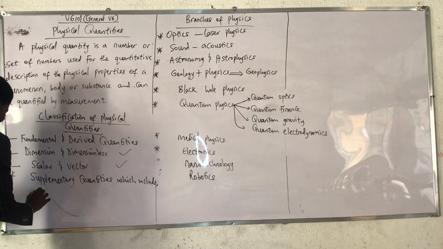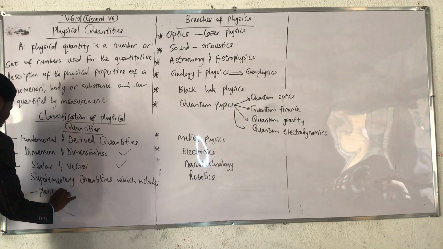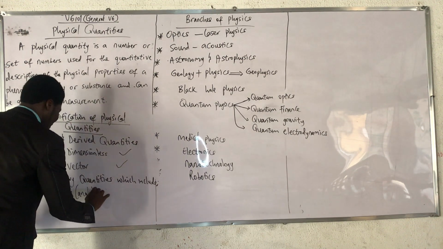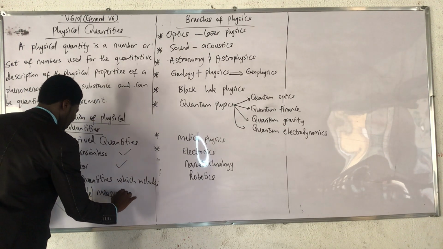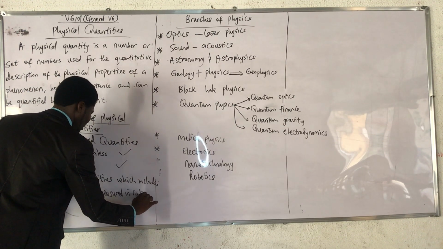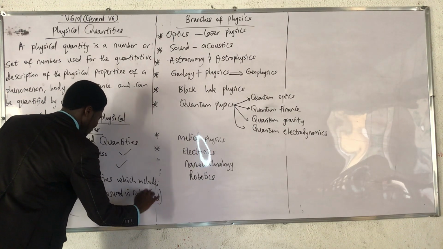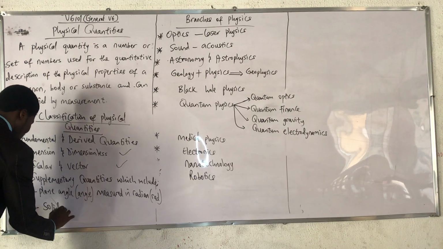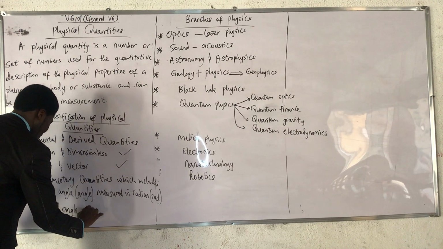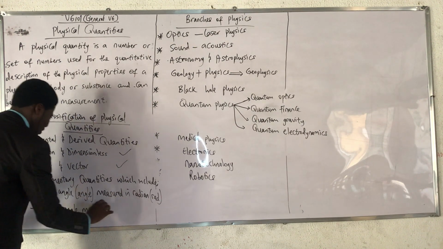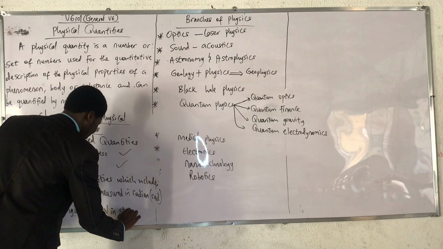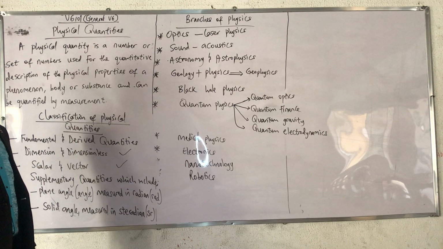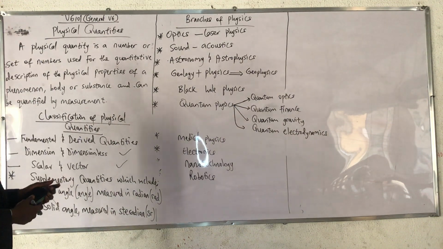They include plane angle, or simply called angle, which is measured in radian. The short form is rad. Then we have solid angle, measured in steradian. Okay? Let's start with the first one.